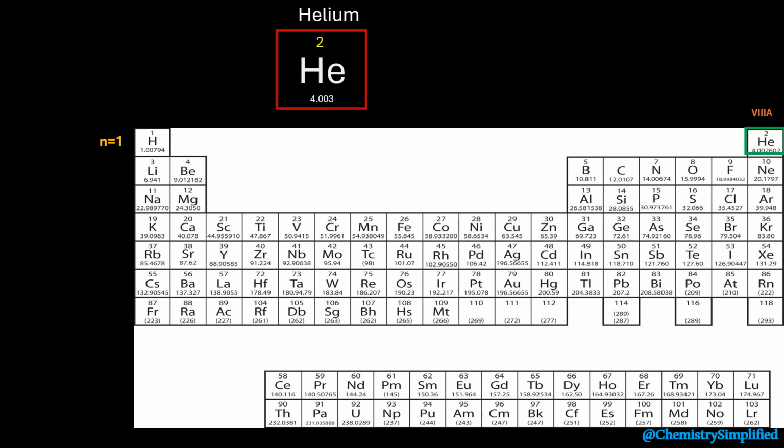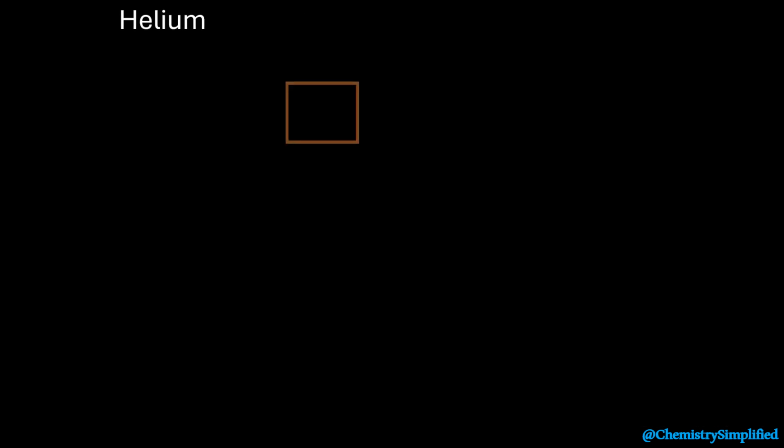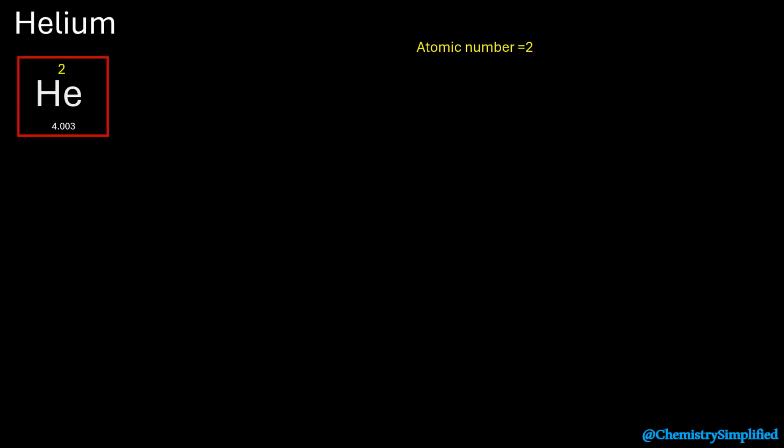So this is helium. Its atomic number is 2, which is also the number of protons. And helium also has 2 neutrons because the mass number is 4. In the nucleus, we have the protons and the neutrons, 2 protons and 2 neutrons. And we have 2 electrons. Again, the blue circle represents electrons.